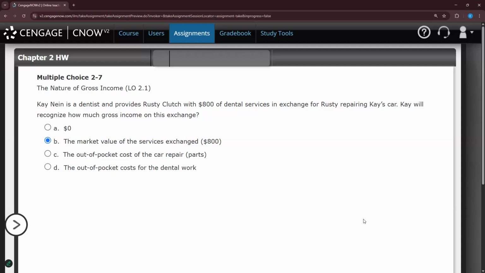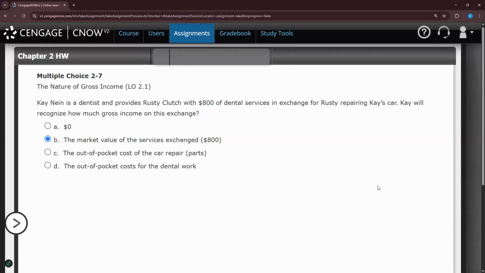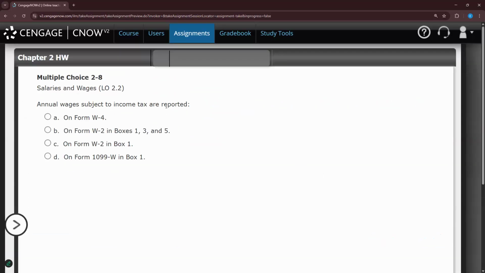But in the event that, let's say, K-Neen is audited, or Rusty Clutch is audited, this is a way for them to further penalize them, because they'll say, well, the tax law says that barter income is considered income and you didn't report it. So now this individual is considered to have evaded taxes. So this is just something to keep in mind.